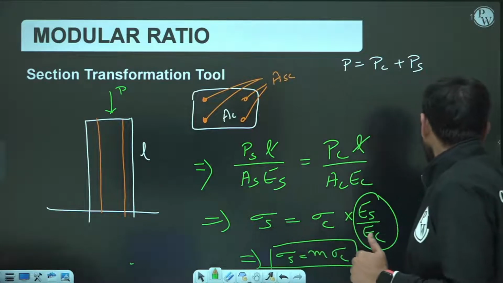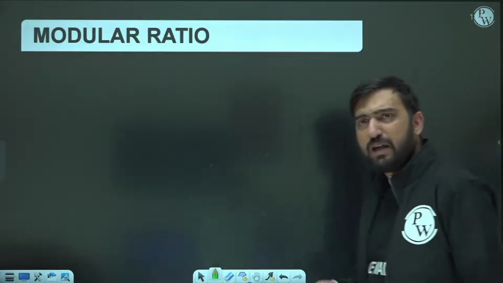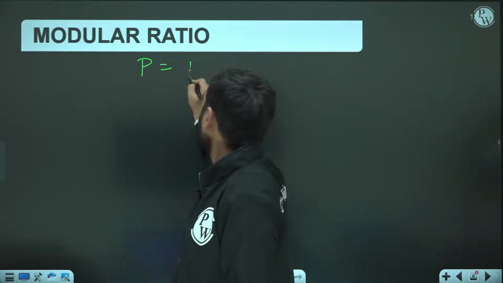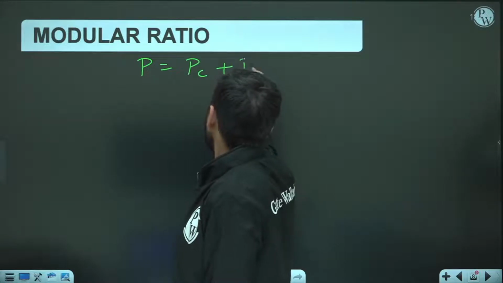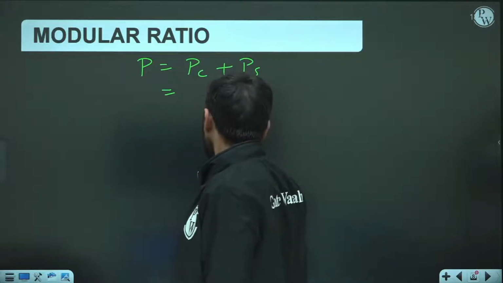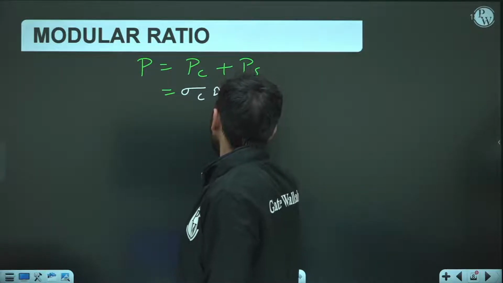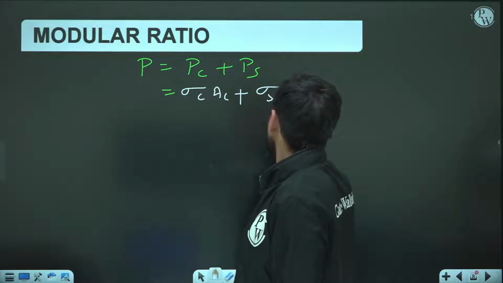What is our next conclusion? It was related to area, I guess. So as we know that total P is given by PC plus PS. So what is PC? PC is nothing but sigma C into AC. What is PS? It is sigma S into ASC.